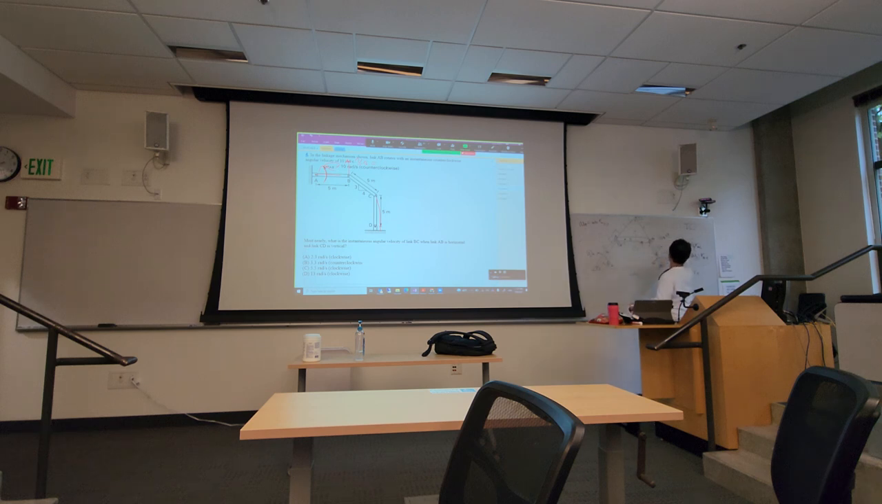Velocity here is omega times the length. So now what is omega? 10. What is the length? Five. So this is 50 meters per second. Which direction? Up. Good. So what is it asking? The angular velocity omega BC of this link.